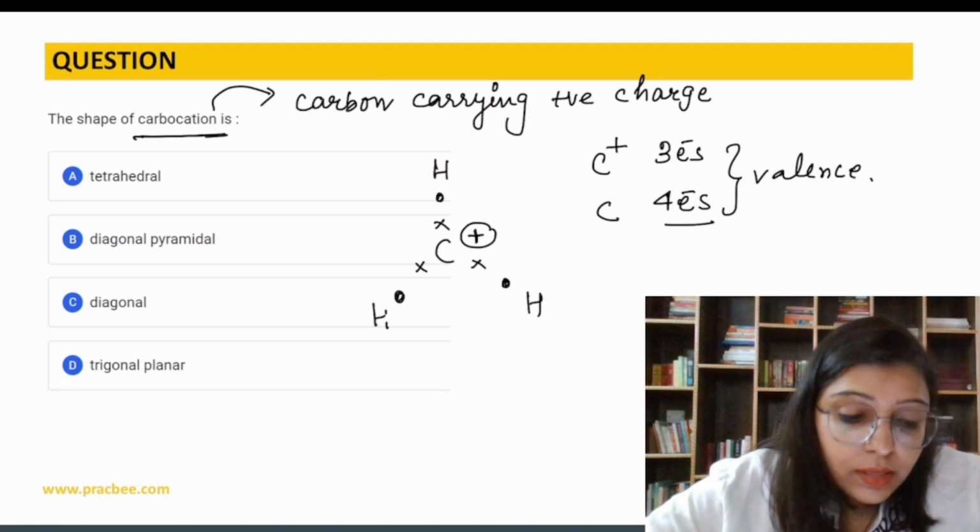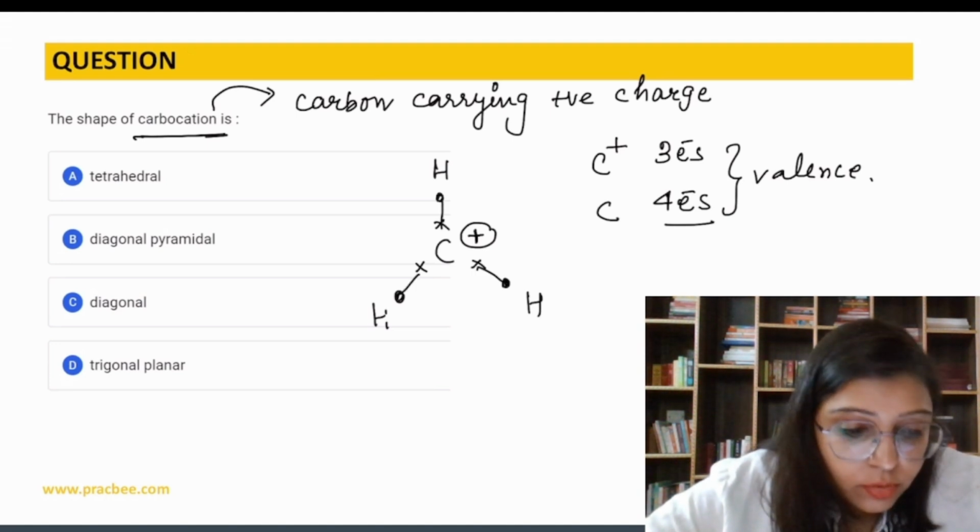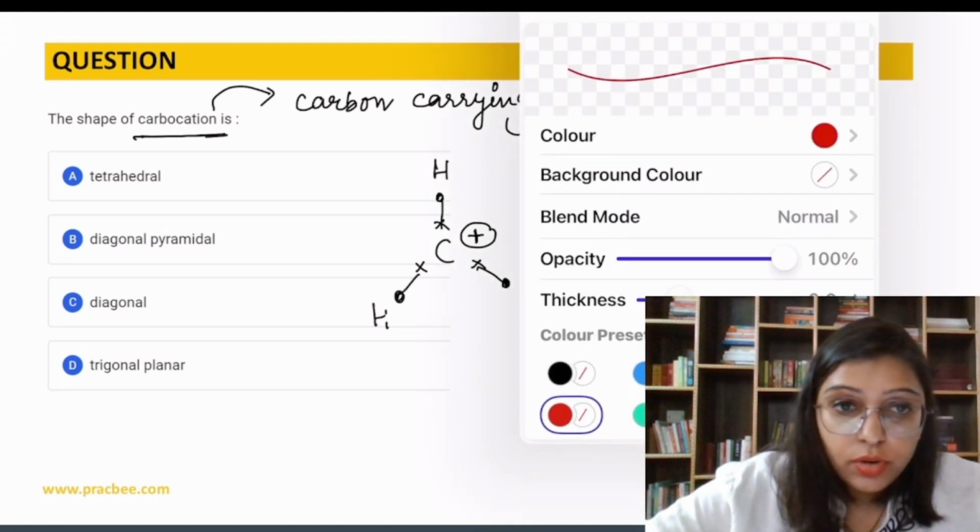Okay, so now there is one more way to find out the hybridization, if you know the structure.